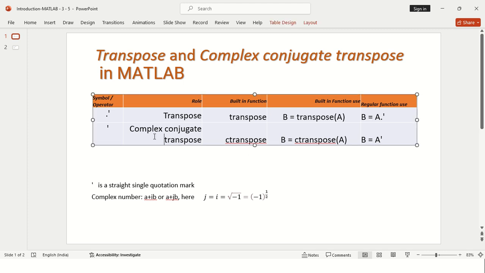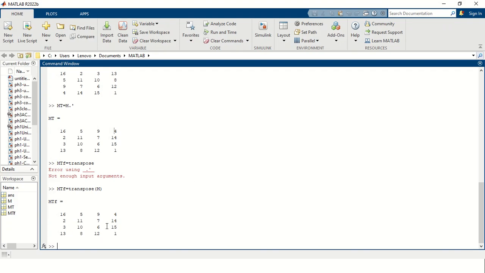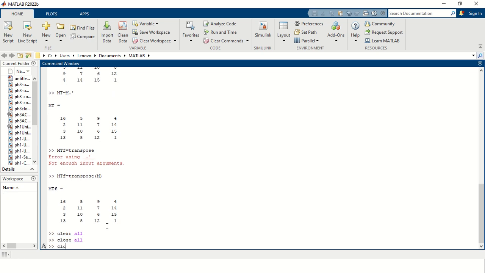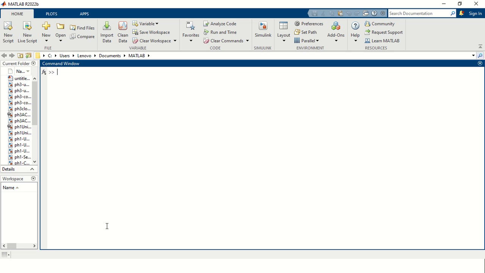And the second thing is, to test this syntax and this operator, we have to use a complex matrix for better understanding. Now I am closing all this using clear all, close all, clc. So everything is closed. Now I am creating a new matrix M with complex numbers, like 2 plus 1i. The first element, 2 plus 1i, is a single element, not two elements.